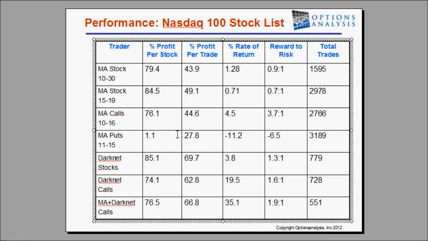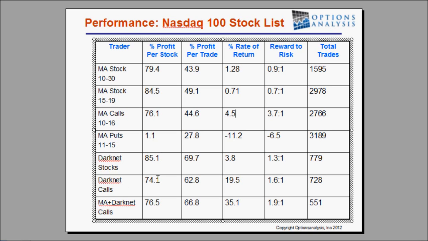Now here's Darknet stocks, which you compare to the moving average stocks, and we see that on a percentage basis, very close. Where Darknet comes in is it trades considerably less, 779 trades to almost 3,000 trades, and has a significantly higher percentage profit per trade. Darknet doesn't get confused by the sideways motion, is what's happening here. It doesn't enter trades during that time period. It enters and exits during the trends. The rate of return and the reward to risk ratio are better than the moving average stock values for Darknet stocks.